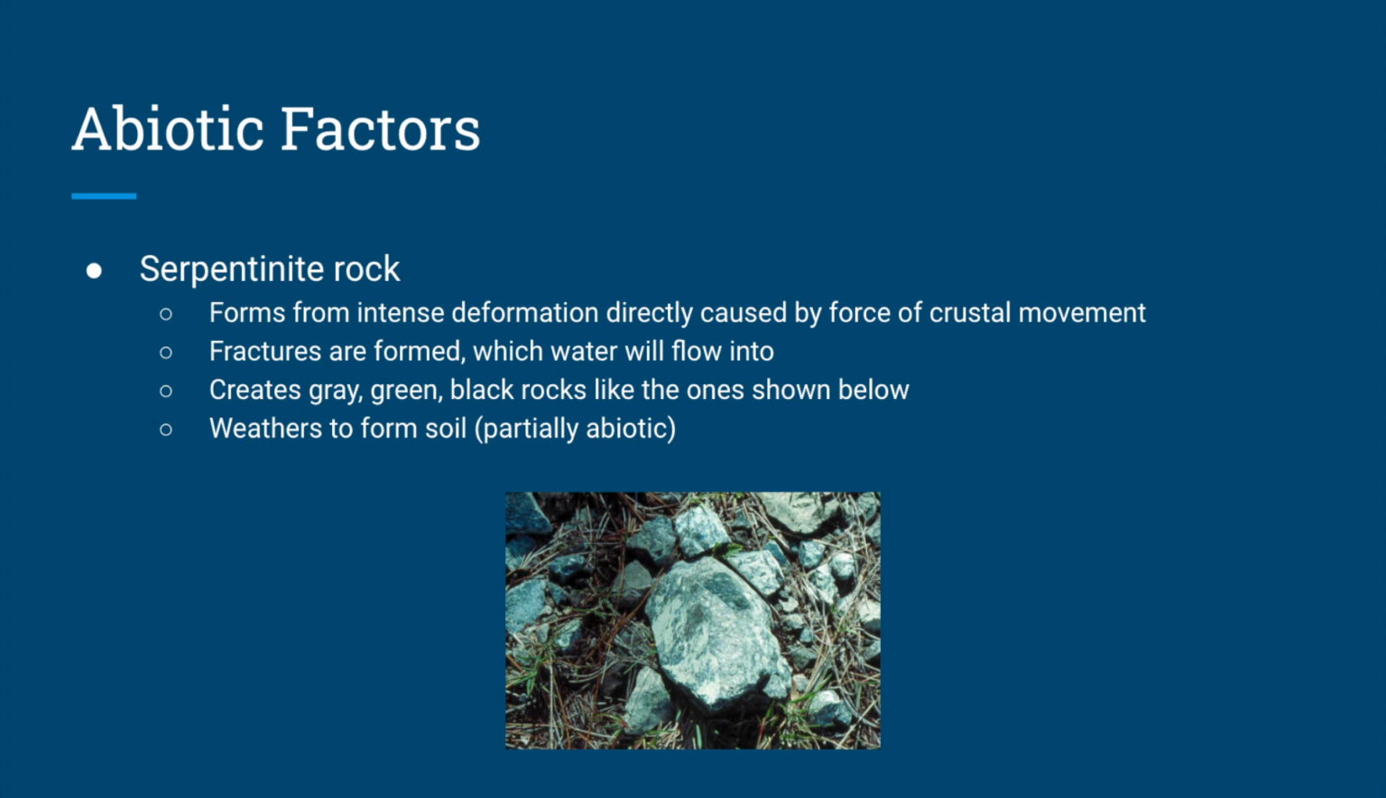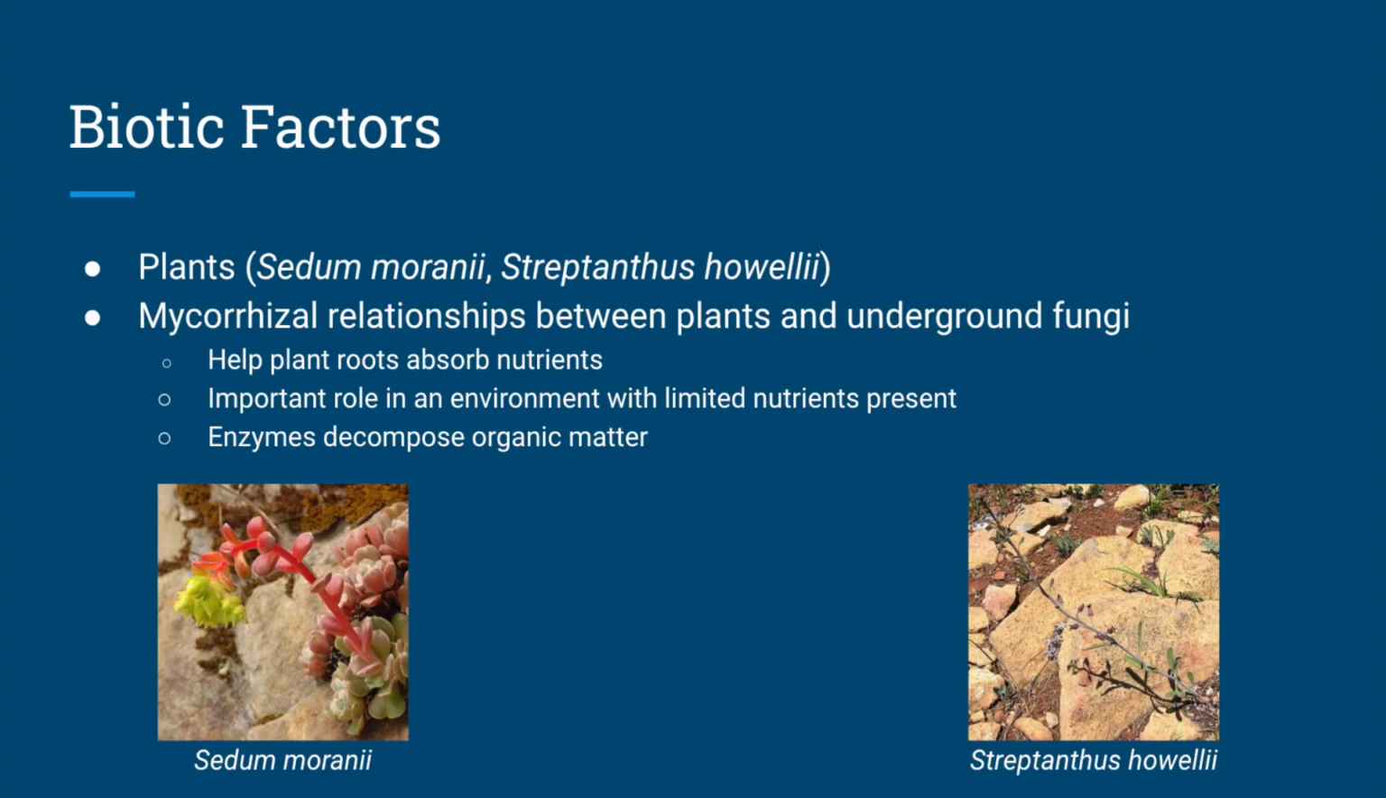Serpentinite rock is an abiotic factor that characterizes this ecosystem. It is formed from intense deformation directly caused by the force of crustal movement. This creates fractures through which water flows into, leading to the formation of gray, green, black-colored rocks like the ones pictured below. Eventually, these rocks will weather away and turn into soil, which is a partially abiotic factor that also contributes to the extreme environment of this ecosystem.